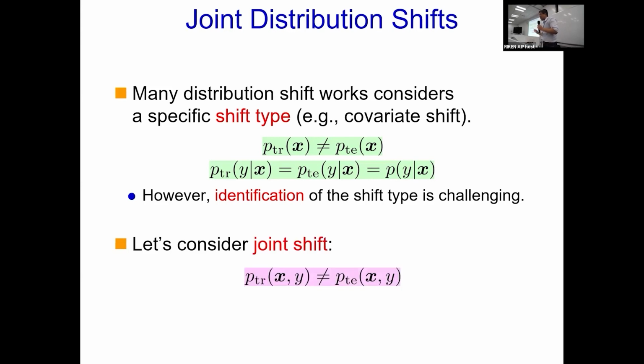So to overcome this situation, let's consider joint shift. So P of X and Y changes. Basically this contains everything. And once we have a reasonable algorithm for this setting, then all the headache is gone.